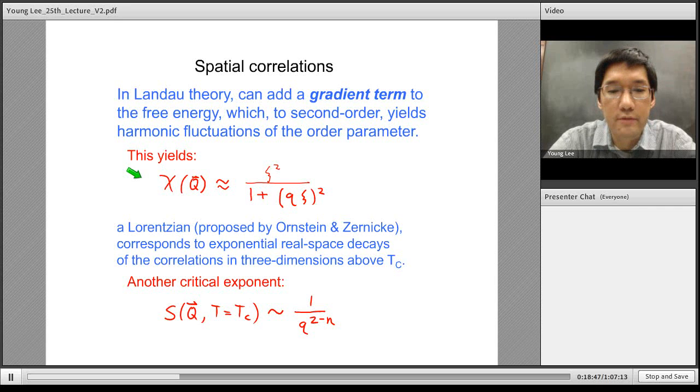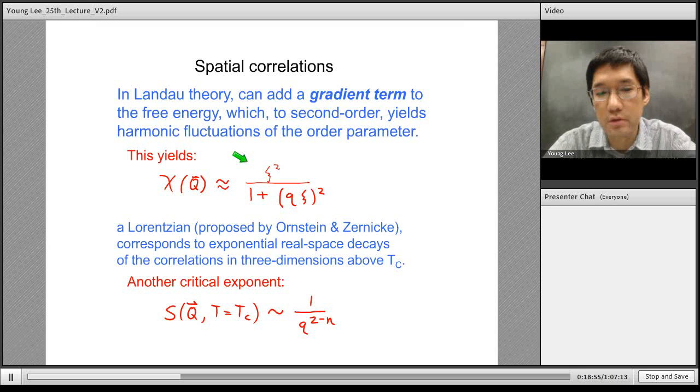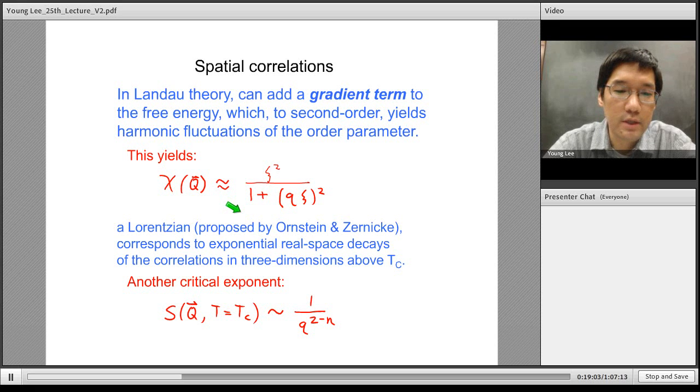You have the correlation length, xi squared, over 1 plus q times xi quantity squared. So this has a Lorentzian form as a function of wave vector. This was the form proposed by Ornstein and Zernike. This corresponds to having exponential decays in real space in 3 dimensions for your fluctuations above Tc.